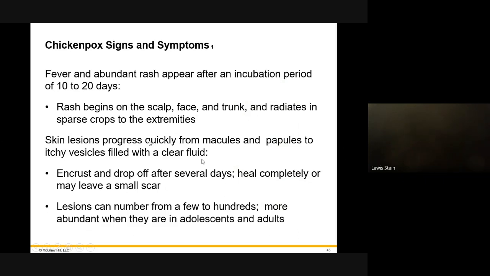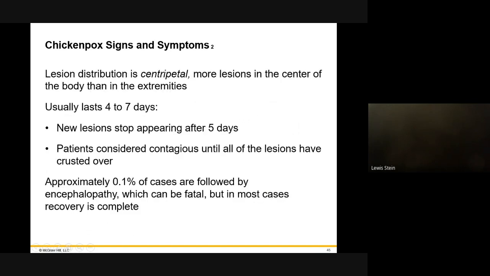When they get crusty in a few days, 3 to 5 days, if they scratch them, you can get scars with it. Hundreds of them, more so as you get older. Centripetal, so it's more centrally placed than extremity placed. After about 5 days, the tell when you could go back to school was they all crusted over. Very rare encephalopathy. It's still a viral illness.